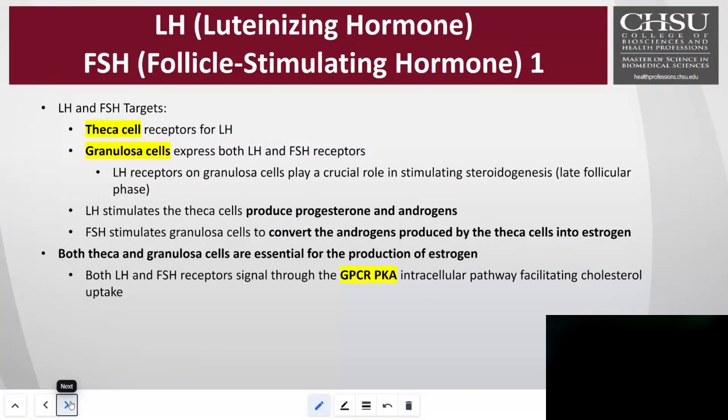Now the second tier hormones are going to be luteinizing hormone and FSH. These two target the theca cells. They also target the granulosa cells. Notice that I also listed that the theca cells only have receptors for LH, whereas granulosa cells have them for both. So technically, I would probably say these are considered synergistic hormones. When you have both of them, the effect is a lot greater.